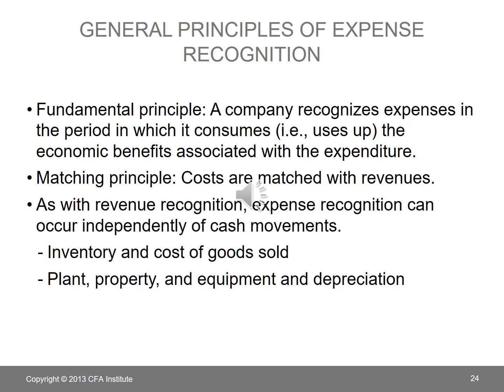Other expenditures create assets that will result in future benefits over a number of accounting periods. For example, buildings, equipment, prepaid expenses, and in this case, the expenditures are allocated systematically with the passage of time. An example of this would be depreciation expense that you've learned about in accounting.